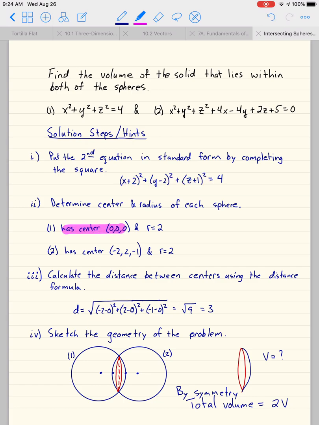-2, 2, -1, radius is 2. Our center is 0, 0, 0, and r equals 2 for our first sphere's equation.